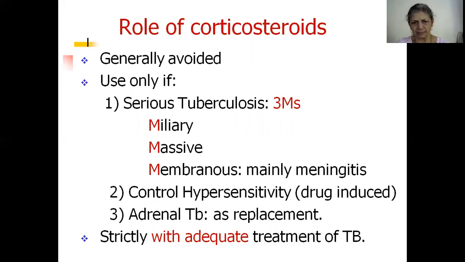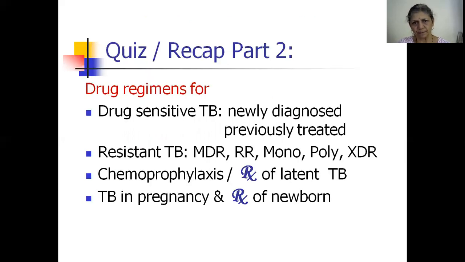So these are the situations where corticosteroids are to be used, either for anti-inflammatory action, to control hypersensitivity, or as replacement therapy. But while using them in tuberculosis, we must remember the immunosuppressant action and strictly adhere to the adequate treatment of tuberculosis with the recommended regimens. That is very, very important, if at all steroids are required in a patient of tuberculosis.